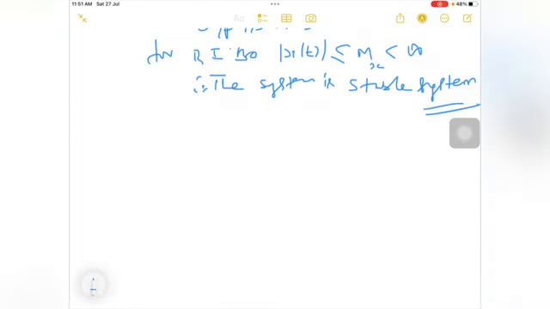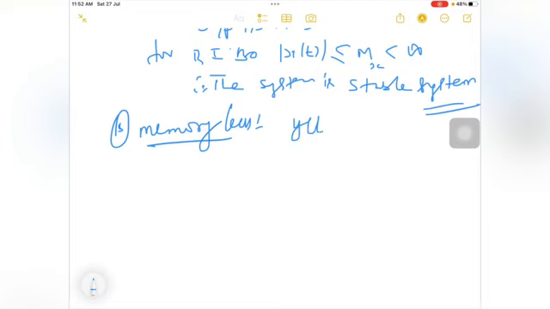The last one is memoryless. What is the condition for memoryless? The output depends only on the present input. If the output y of t depends only on x of t, it is memoryless. If it depends on any past input values, so you require memory, therefore it is called a memory system.